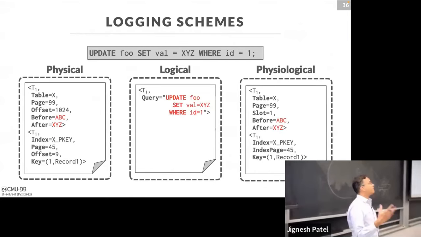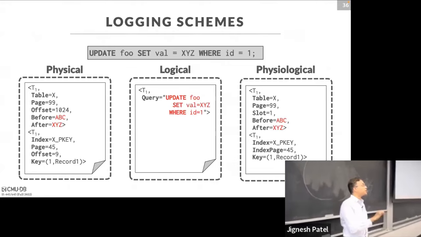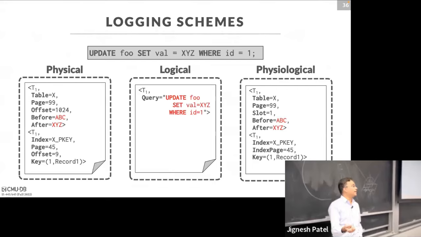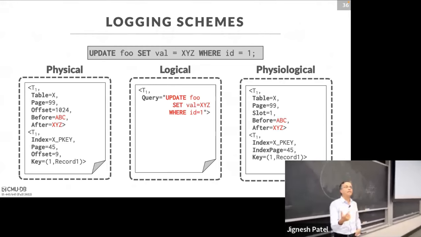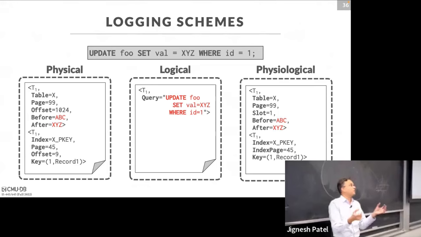The first one is physical logging, which means every time you make changes to a page, you capture in the log the before and after image of the page. One downside of that is that it could get really large. If there were logical moves of the records happening in the page, just rearrangements, the diff will be large, even though the change that you made was really small.